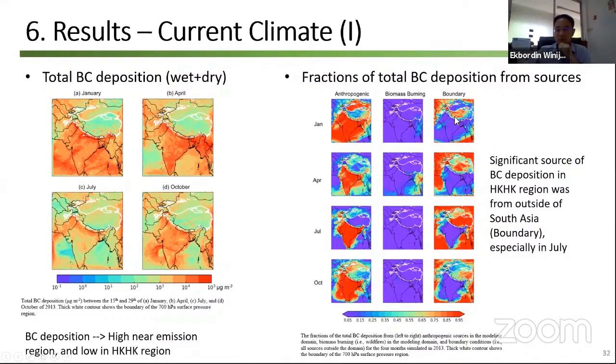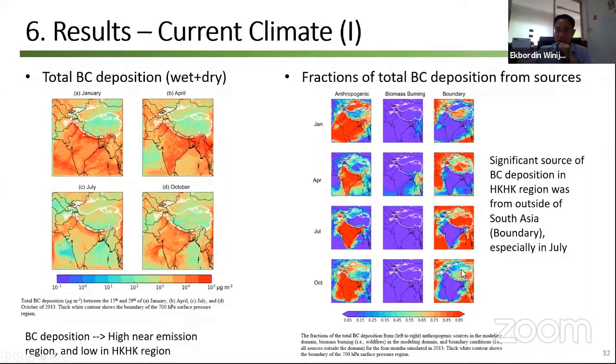And you can see that on the right-hand side, if we focus only on the area within the boundary of white color, you can see most of the deposition on the right, compared with the left figures and also the middle figures.